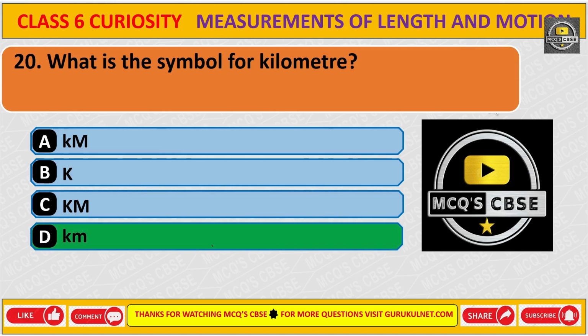km. Please note students, the unit should always be written in small letters. In option A, M is capital. In B, only K is written. In option C, both are in uppercase, and in option D, both are in lowercase. So the correct answer is D, kilometer, km.